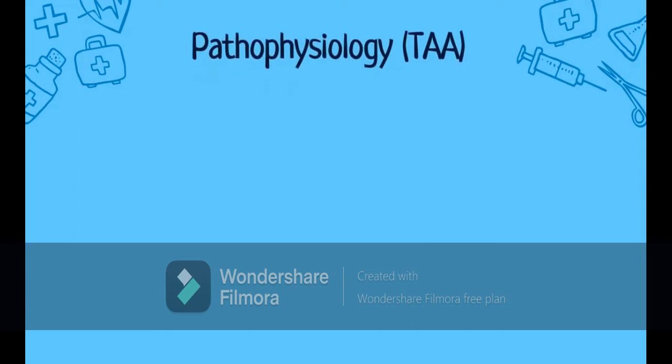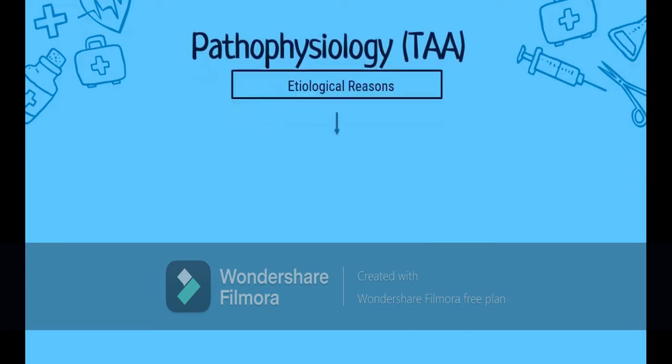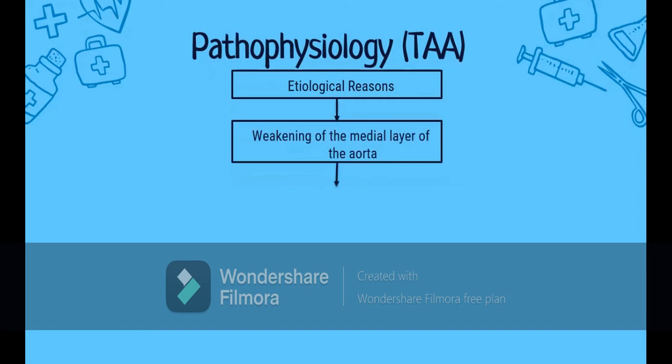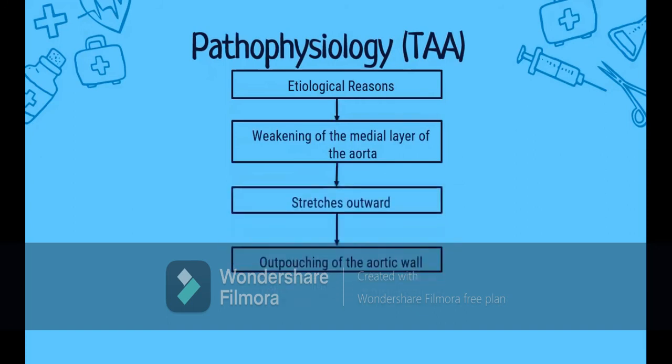Pathophysiology of thoracic aortic aneurysm. Etiological factors like heredity, trauma, atherosclerosis, and such weaken the medial layer of the aorta that stretches forward and causes the outpouching of the aortic wall, and that forms the aneurysm.